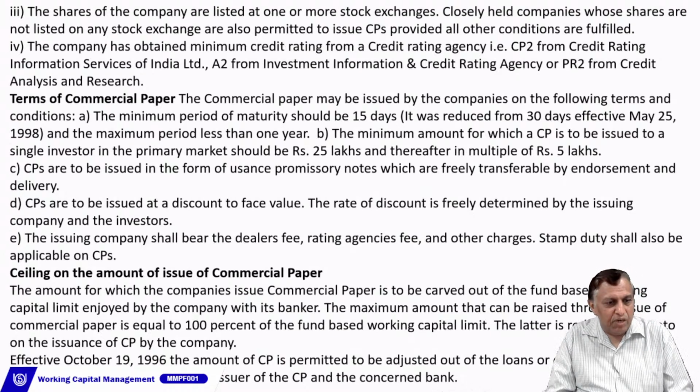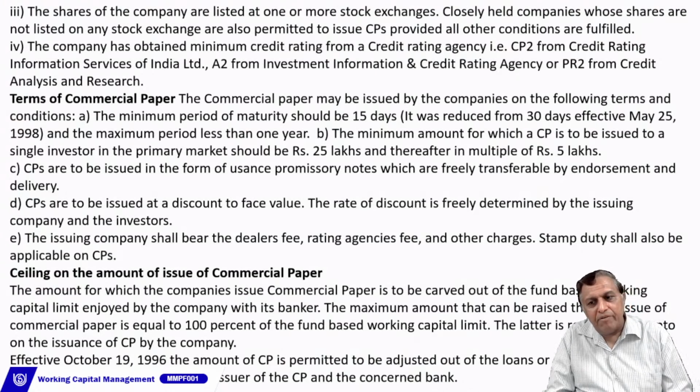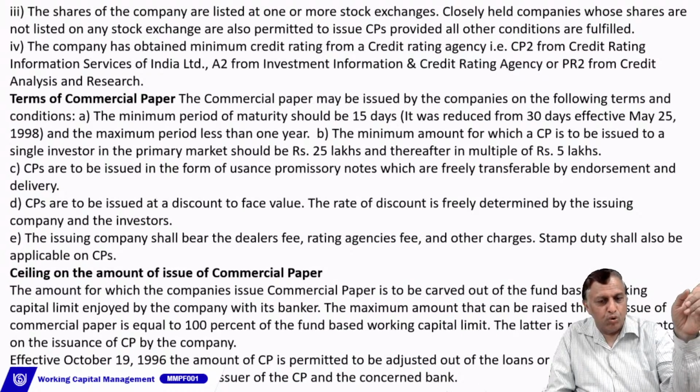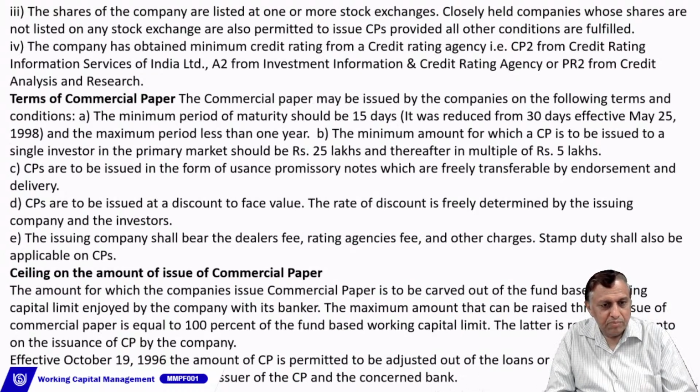Ceiling on the amount of issue of commercial paper. The amount for which the company issues commercial paper is to be carved out of the fund-based working capital limit enjoyed by the company with its banker. The maximum limit that can be raised through issue of commercial paper is equal to 100% of the fund-based working capital limit. So the working capital limit was 4 crore and 100% of the fund-based working capital limit. The latter is reduced pro tanto on the issuance of commercial papers by the company.